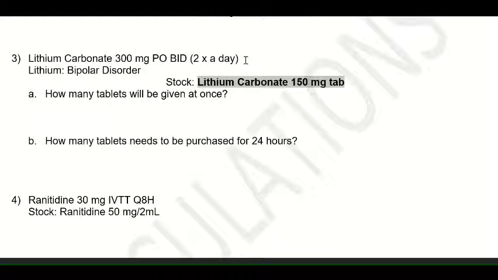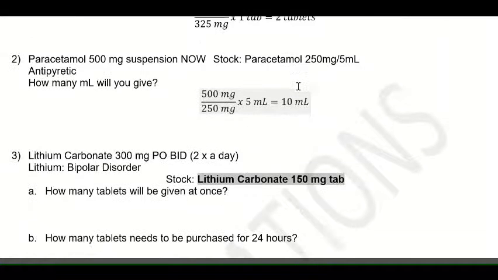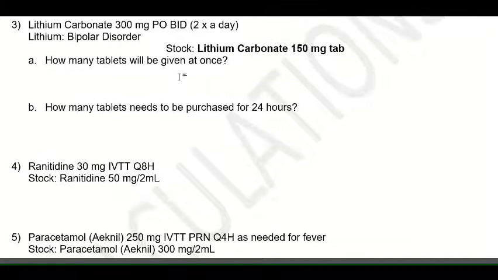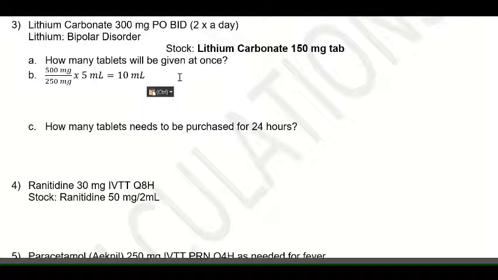How many tablets will I give at once? Common sense will tell you. 300 milligrams, I have 150 milligrams. Oh, I need 2 tablets. Good common sense on that. But still, let's go back to the formula.